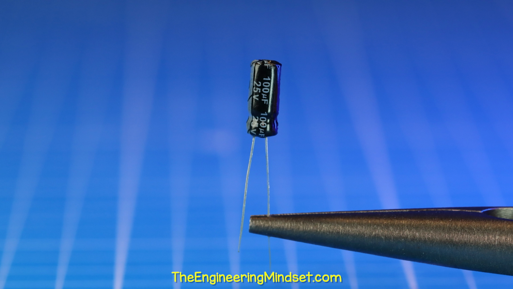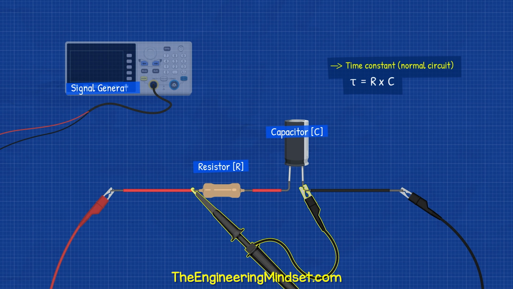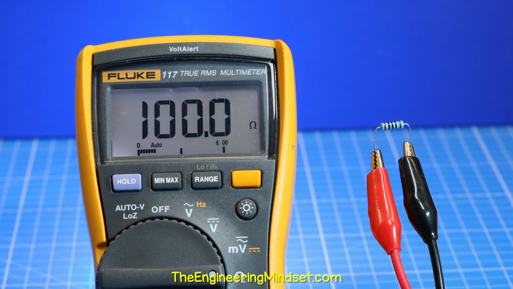This capacitor is rated 100 microfarads, but I don't believe it. Let's test it with a resistor and a signal generator. The charge time depends on the resistor, but the signal generator has an output impedance also. This is usually around 50 ohms, but we can check this. If you have a multimeter, measure the actual resistance of the resistor and make a note of this.